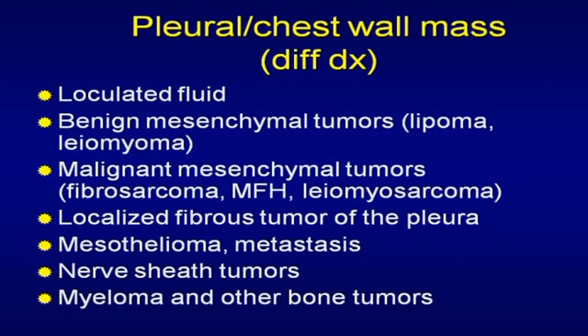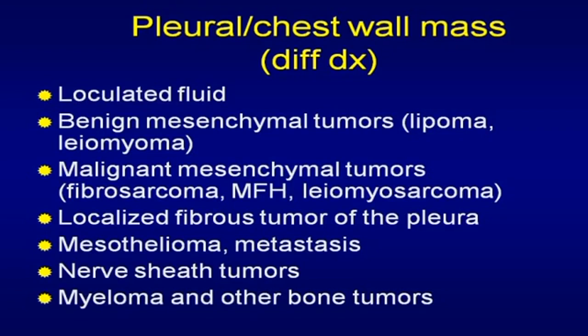Differential for pleural and chest wall masses: loculated effusion, some of the benign mesenchymal tumors, lipoma, which is a very common tumor we see in the pleural space. Some of the malignant mesenchymal tumors, a classic one is a localized fibrous tumor. And mesothelioma usually presents with concentric nodular pleural thickening or pleural effusions.